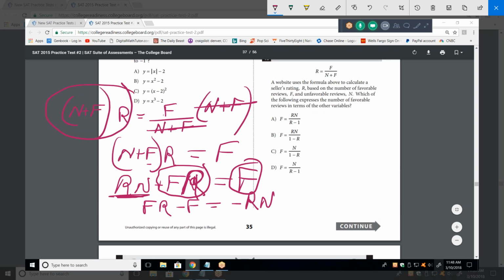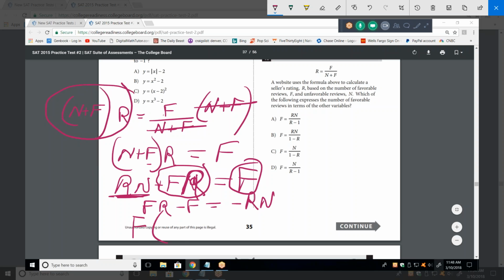Now, what can you do? You're trying to solve for F. Well, I got a couple of F's over here. How can I get F all by itself? Factor, factor, factor. Always be thinking factoring. When you don't know how to do something, think factoring. Can I factor it? Can you factor out an F? Yes. Okay, what do you get?